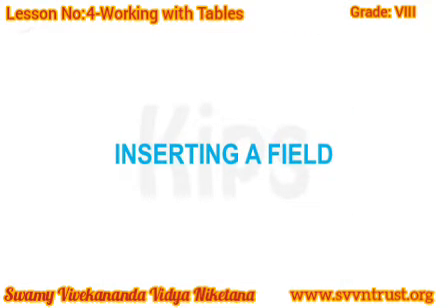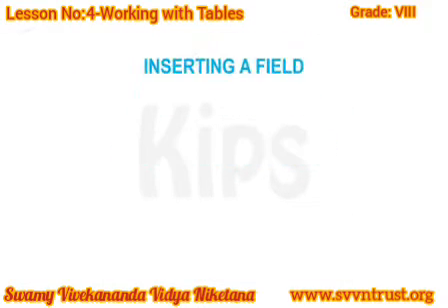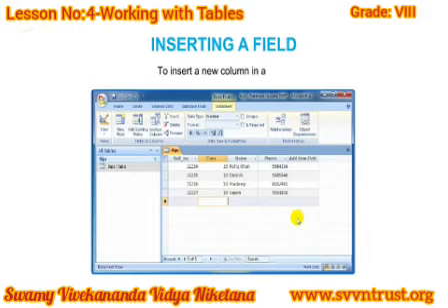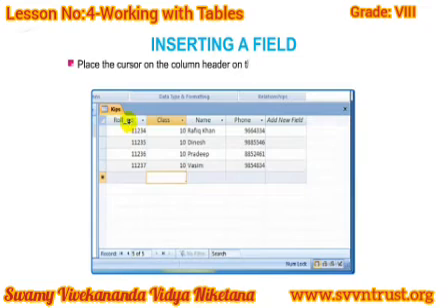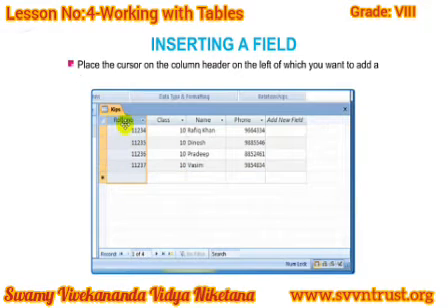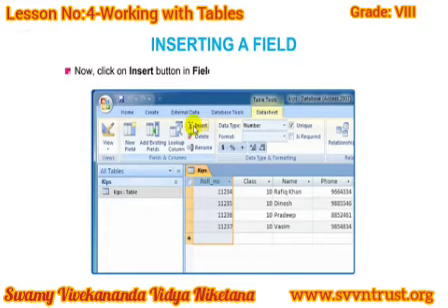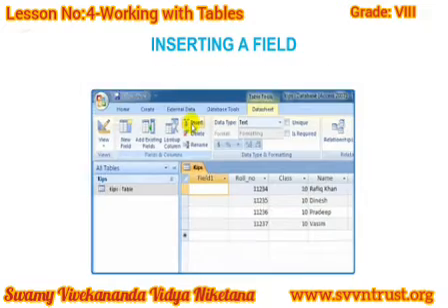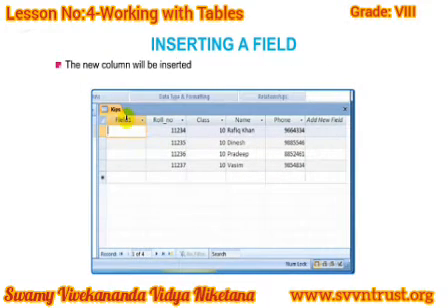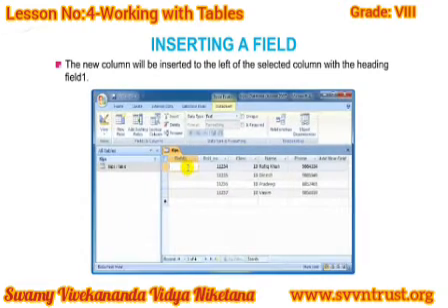Students, now let me tell you how to insert a field. To insert a new column in a table, place the cursor on the column header on the left of which you want to add a new column. Now click on Insert button in Fields and Columns group on the Data Sheet tab. The new column will be inserted to the left of the selected column with the heading Field 1.